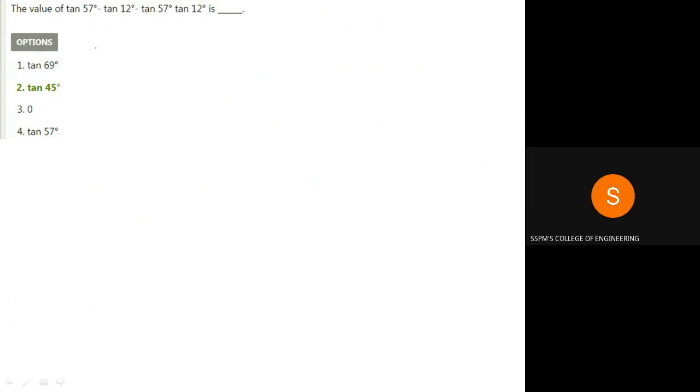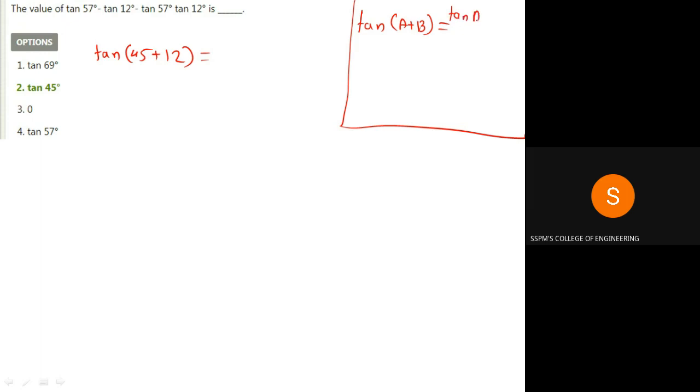Now suppose tan of 45 plus 12. What is tan 45 plus 12? If you remember the formula that we have already used previously, what is tan of a plus b? Tan of a plus b is tan a plus tan b divided by 1 minus tan a tan b. This is the formula that we used yesterday to solve some of the examples. So now we will use the same formula here as well.